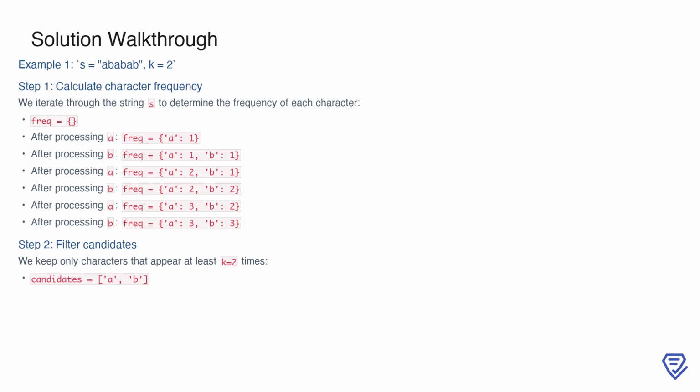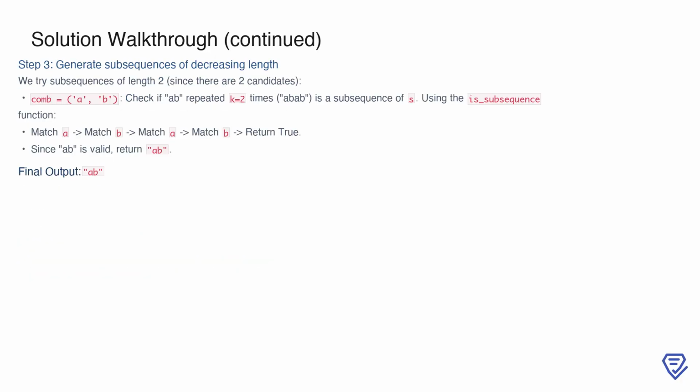Next, we filter these frequencies to identify candidates. These are the characters that appear at least k times. Since both a and b appear 3 times, which is greater than or equal to k equals 2, our candidates are a, b. Now, we move on to generating subsequences.